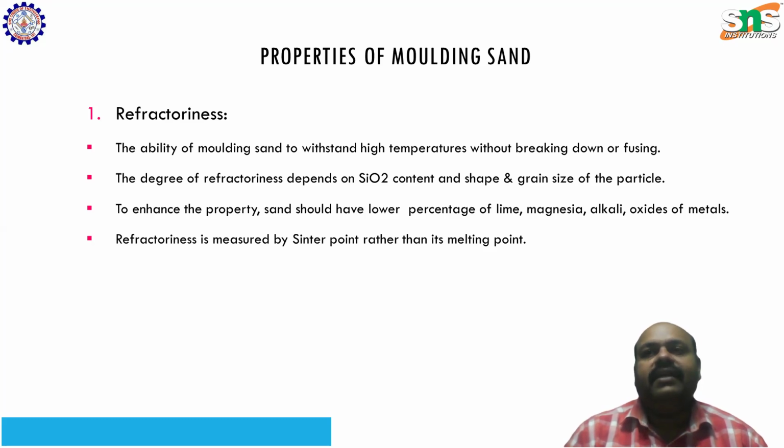If there is any kind of distortion in the rammed part, then the casting cannot be obtained in a quality way. The degree of refractoriness depends on the silicon dioxide content, and the shape and grain size of the particles. To enhance the property, sand should have a lower percentage of lime, magnesia, and alkali oxides of metals. Refractoriness is measured by the sinter point rather than the melting point.